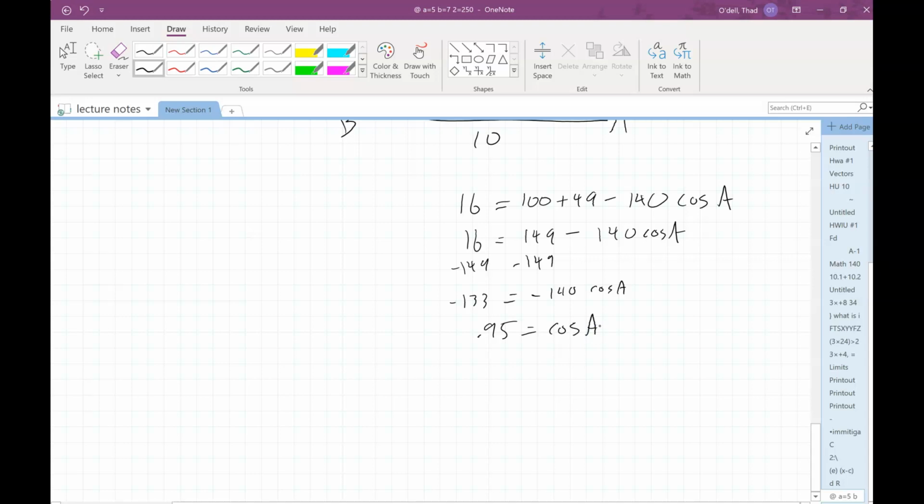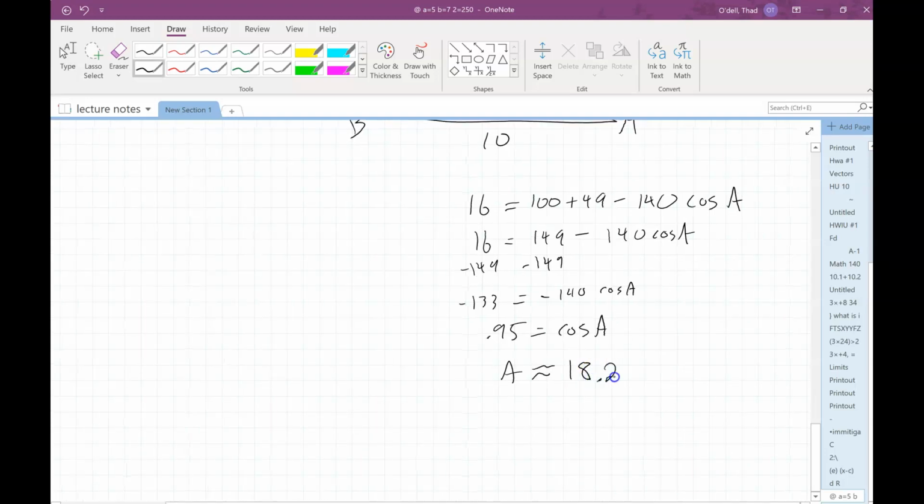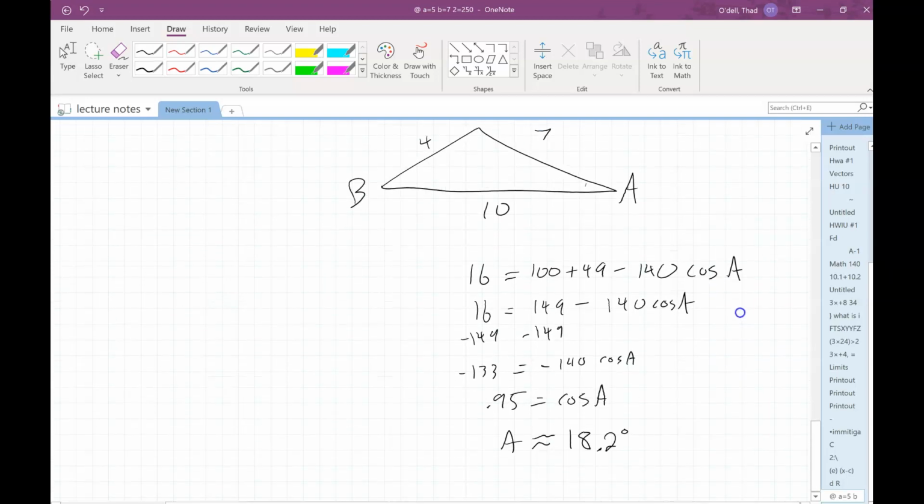And we take inverse cosine, second cosine of my answer. And I get A is approximately equal to 18.2 degrees. Okay, so we go back to the triangle. We know that A is 18.2. That makes sense that A is pretty small because 4 is quite a bit smaller than the other sides.